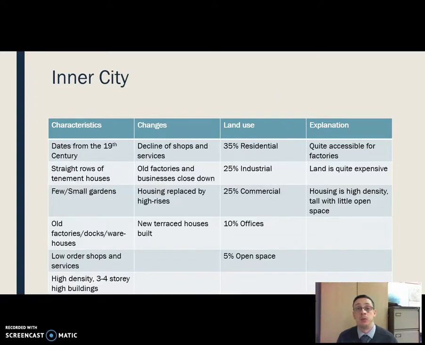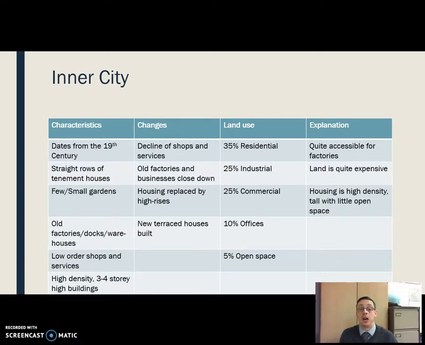Now, if we move on, the inner city. This is a phrase I'm using for the first time now, and this incorporates both the factories area from the concentric ring model and the working class housing. So again, we're talking 18th, 19th century. For a Glasgow context, we'd be talking a lot of heavy industry, things like shipbuilding. And in association with that, we would have straight rows of tenement housing.